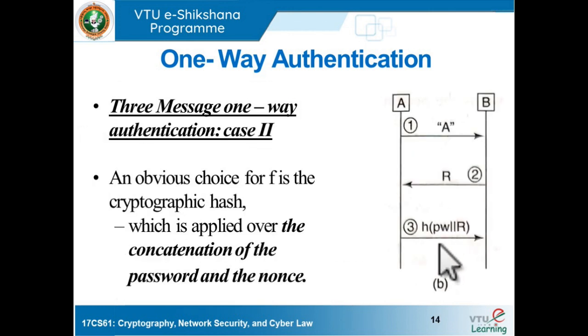Now let's see how we can improve this 3-message one-way authentication we discussed. The function in the third message, transmitted from the client to the server, is replaced: instead of f we are using a cryptographic hash function. This cryptographic hash function is applied over a concatenation, represented by two parallel lines, of the password along with the nonce r. This nonce r is sent by B to A in the second message.